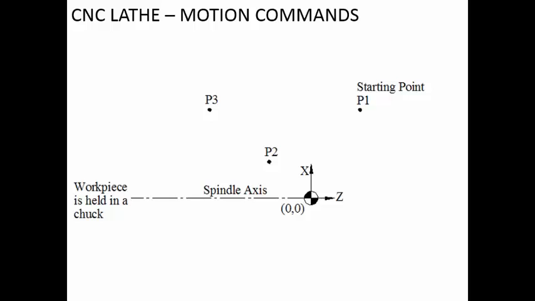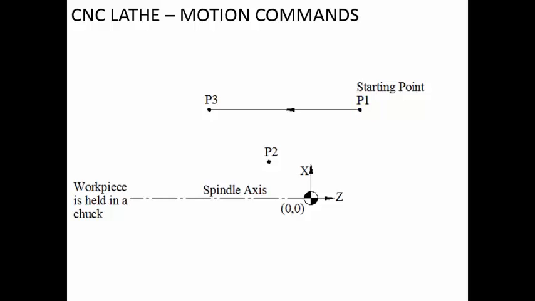Now for example, from the home position, which is very far away somewhere, we have brought the tool to point P1 and rested the tool at that point. So P1 will be the starting point. The tool edge, or cutting tip, is present at point P1. From there we want to move, and we can move to P2 or to P3. We can move from P1 to P2 and then from P2 to P3, depending on the requirement.